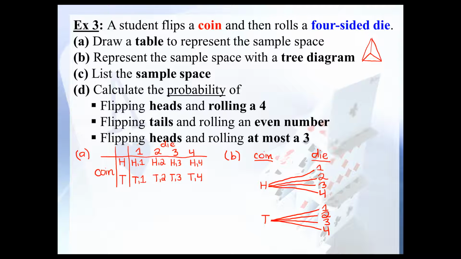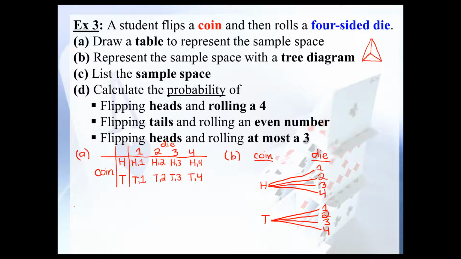Okay, so whether it's the table or a tree diagram, it shows all the different possible outcomes. And the total number of possible outcomes would be 8. You can determine that by counting the number of table entries. So you have 1, 2, 3, 4, 5, 6, 7, 8. Or count the total number of branches in the tree. So you have 1, 2, 3, 4, 5, 6, 7, 8.